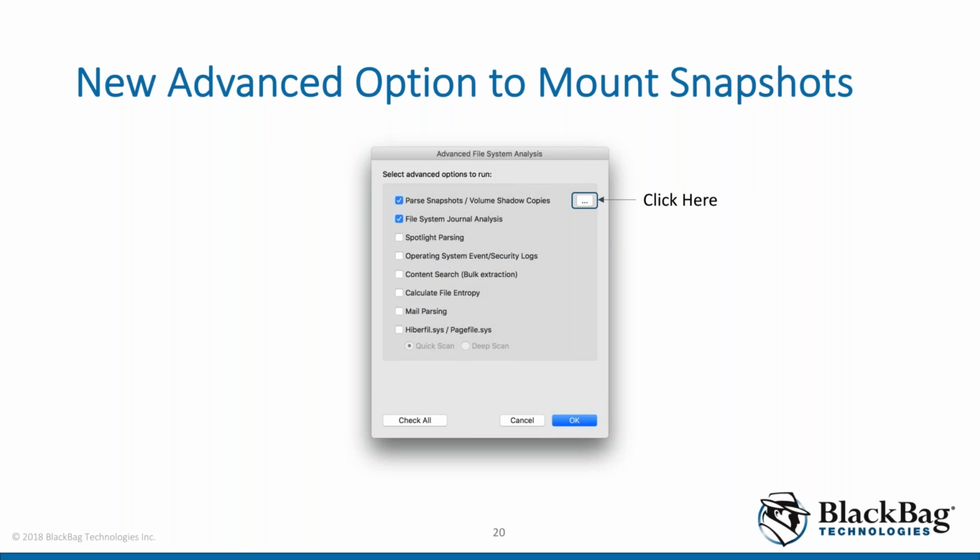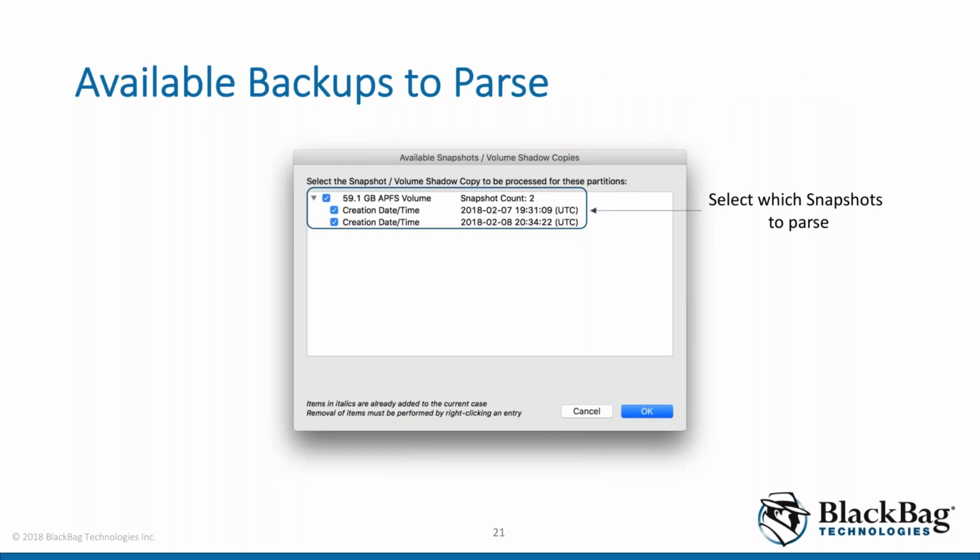Everything that I'm saying is also true for volume shadow copies on Windows. In Blacklight 2018 R3, volume shadow copies and APFS snapshots work identically to one another.